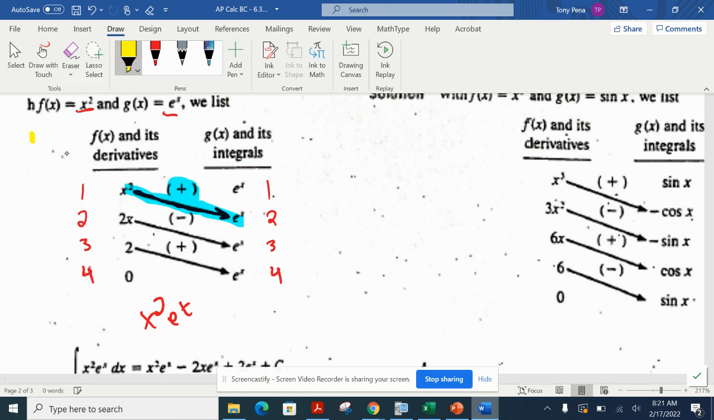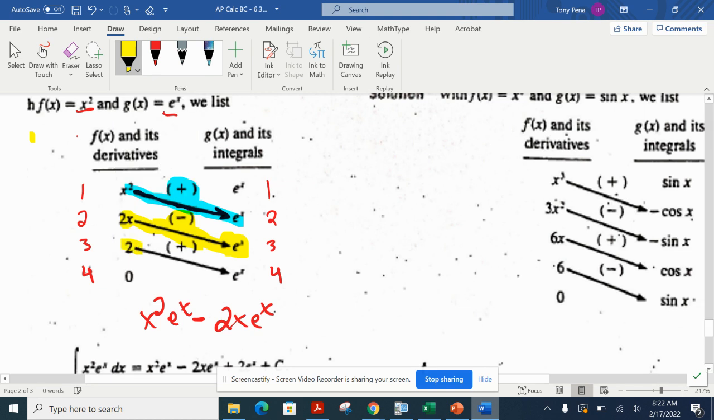Then what you're going to do is take this 2x, and we're going to multiply it by the next antiderivative, and notice how there's a minus sign right here. So 2x times e to the x would normally be just 2x e to the x. It's positive. But because there's that negative sign right there, we're going to switch that sign. We go to the next row.